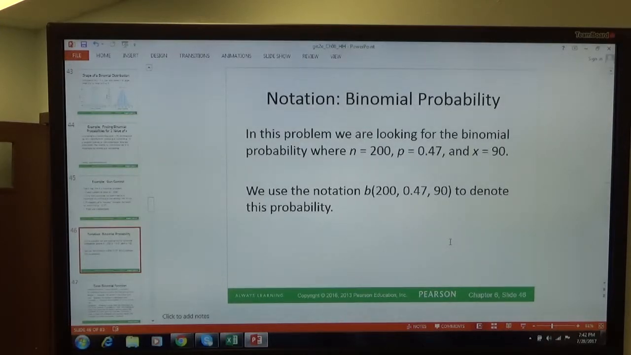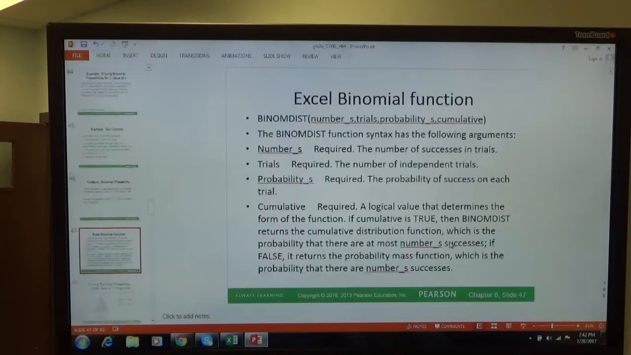The notation: the first number is what? N, the number of trials. The second number is what? The probability of success. The last one is what? What you're trying to find, exactly the x. If 90 out of 200, x is 90. Okay. So we can use what's called a binomial distribution.